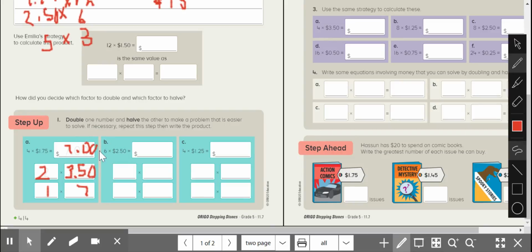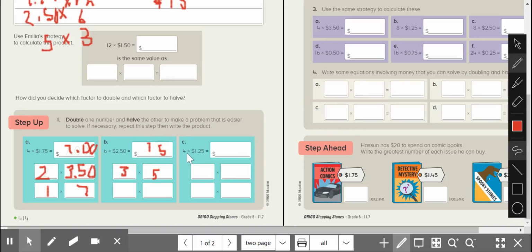Now, I'm not always going to be able to double and half something 2 times and make enough sense. But let's see, 6 times 250. I'm going to half 6, I'll get 3, and I double 250, and I get 500. Well, I've got 2 whole numbers. I don't need to do that anymore. 3 times 5 is 15.